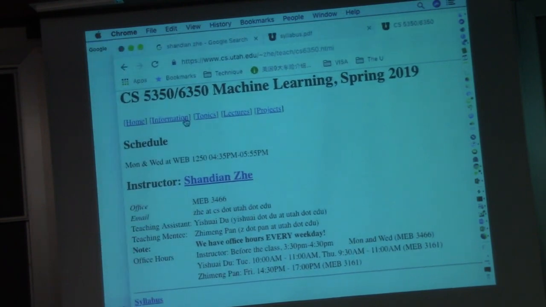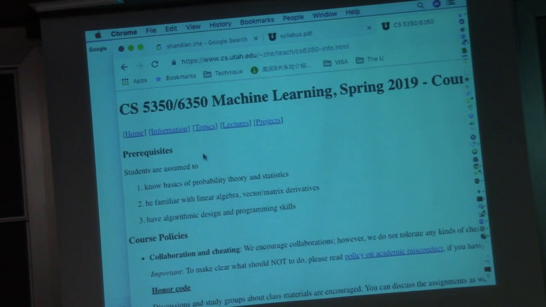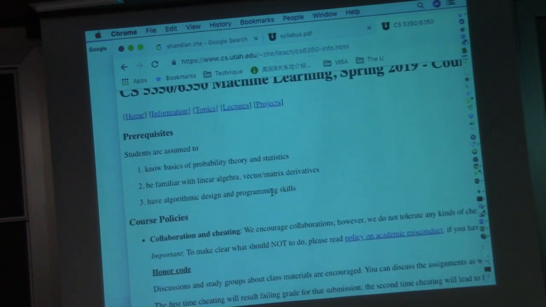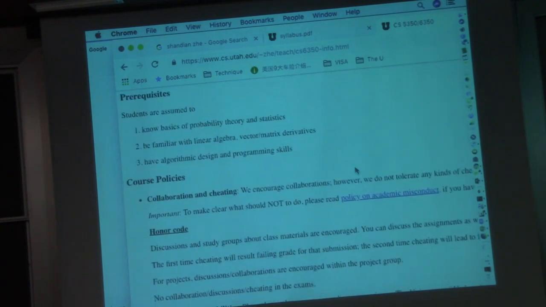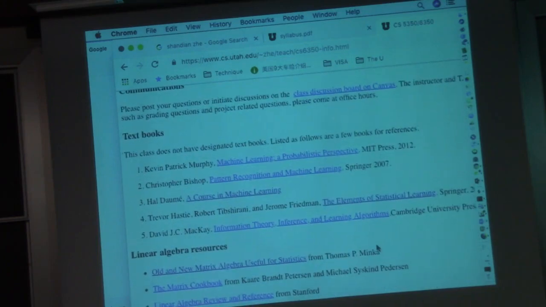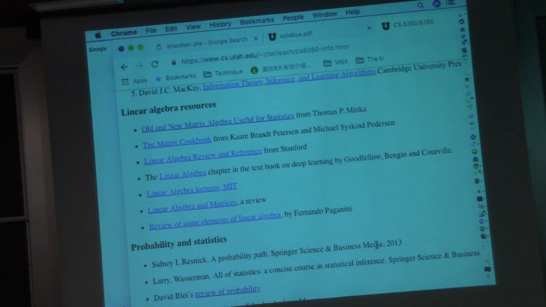So you see, there is an information section, right? In the information section, it contains prerequisites, which are all consistent with the course policies and the course syllabus. And here are the textbooks.